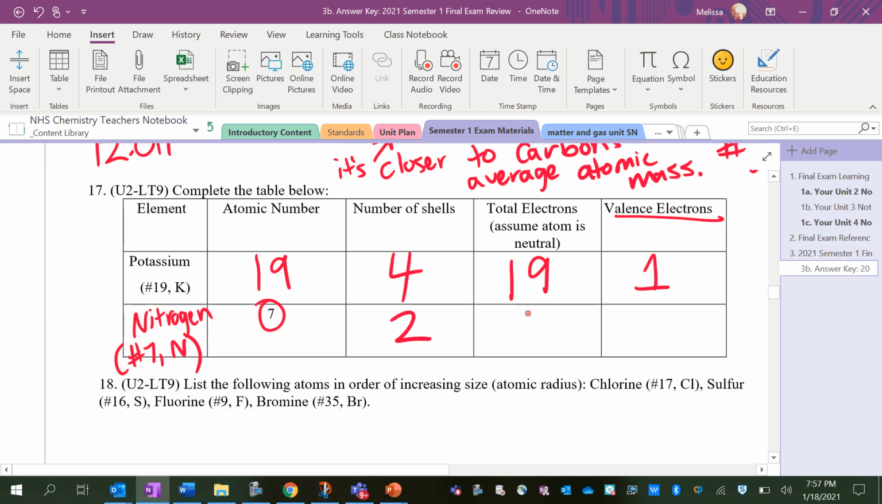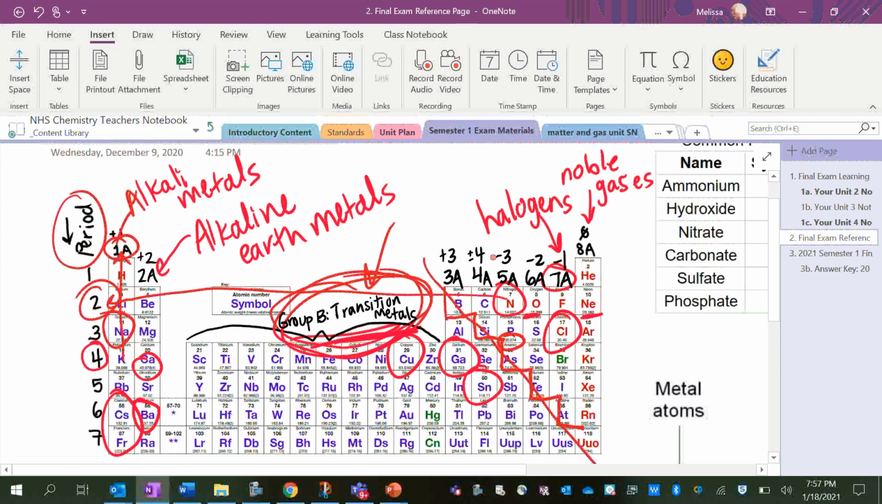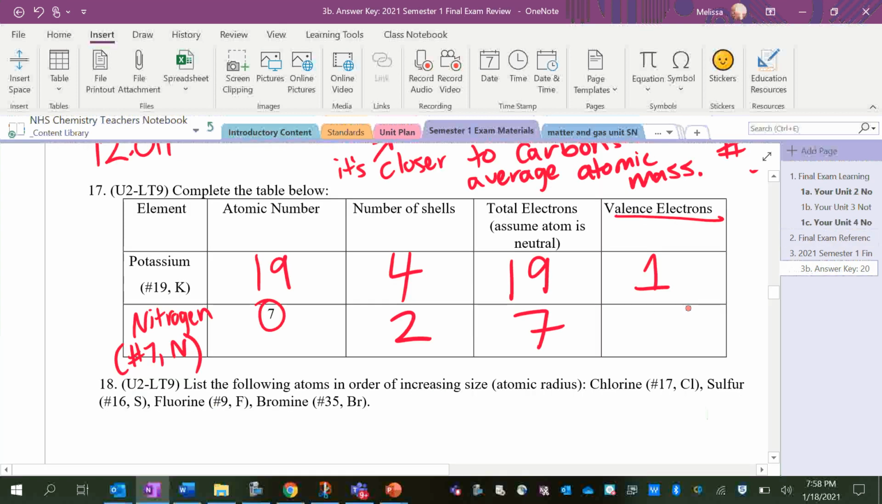Since it's number 7 and we're assuming it's neutral, it has 7 total electrons. And then valence electrons always matches the group number. It's in group 5A, so it has 5 valence electrons.